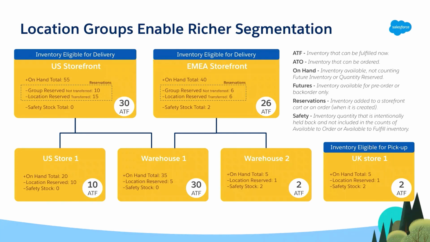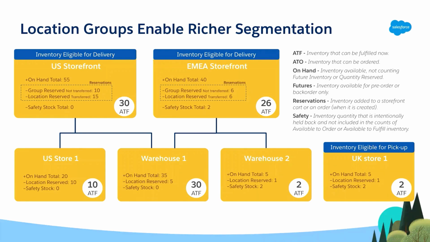So let's take this example here. You can see that a retailer might have two storefronts, one for the United States and one for the EMEA region. And we'd like to display different sets of inventory based on country or region or however they choose to segment. Using the flexibility provided by location groups, you can sell jackets from both US Store 1 and Warehouse 1 for the US storefront, while selling jackets from Warehouse 1 and Warehouse 2 on the EMEA storefront.